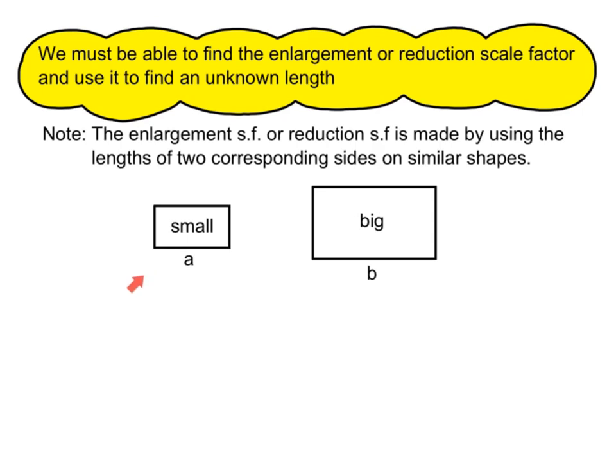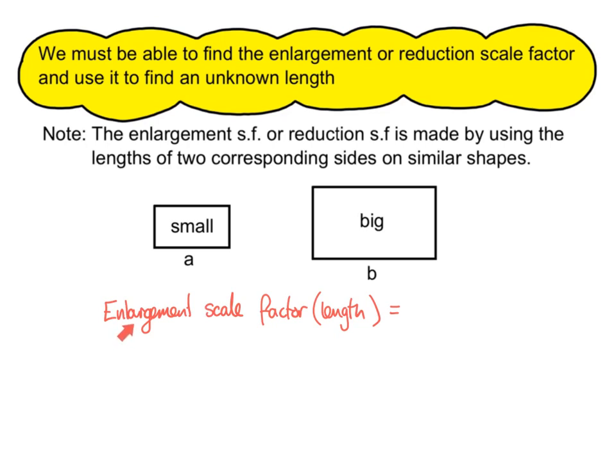To do that, we have to first of all find the lengths of two corresponding sides which we're given. So in this case, I've got a small rectangle and a big rectangle, and I'm given a side here, A, which corresponds to this side over here, B, on the larger shape. So there are two types of scale factor, remember, enlargement or reduction. Now here I've written out enlargement scale factor for length, and the important part here is that we are looking in this case for an enlargement scale factor.